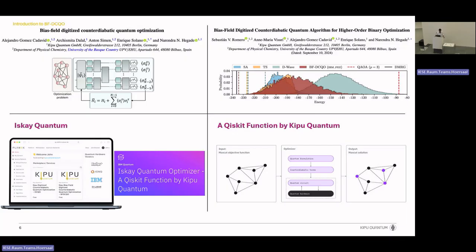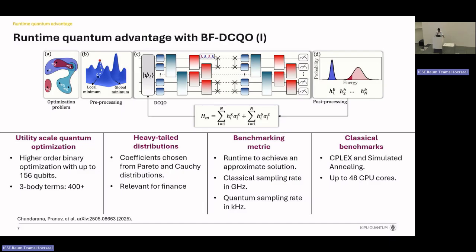If there are no questions, I will now discuss the main topic of this talk, which is runtime quantum advantage. So we have the algorithm now. I described it: the algorithm we consider is an iterative digitized counterdiabatic quantum optimization called bias-field DCQO. And how do we choose the instances to show this runtime quantum advantage?